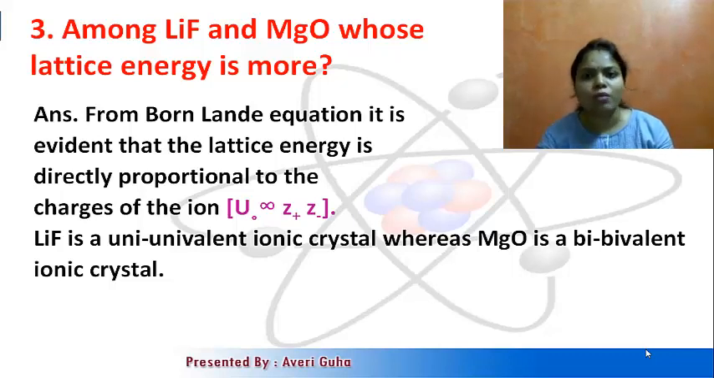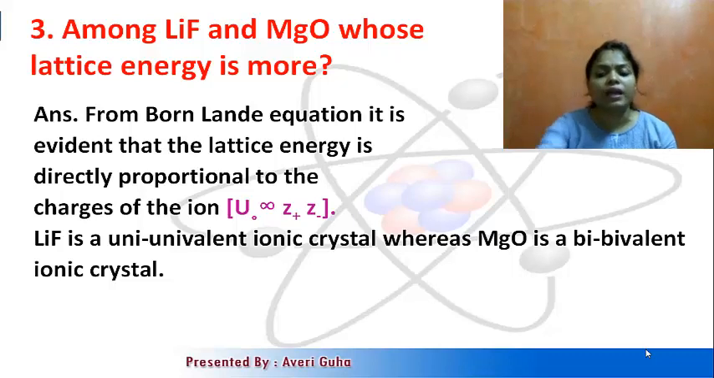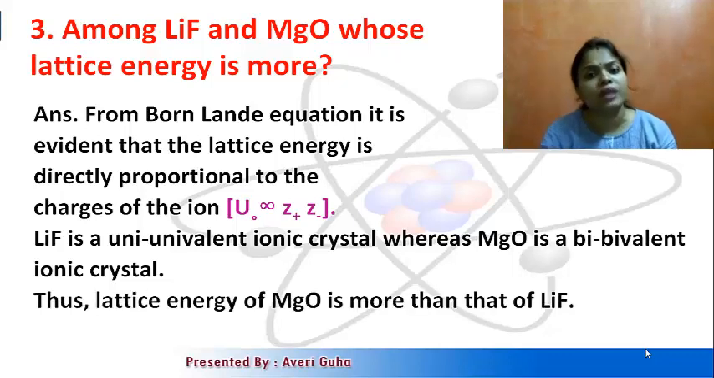But magnesium oxide is a bivalent crystal. That means magnesium has a +2 charge number and oxide has a -2 charge number. We don't need to go with their sign, only the magnitude. Then if we put this data, the lattice energy of magnesium oxide will be nearly 2 × 2, that is 4 times that of lithium fluoride. So obviously it will be more thermally stable.